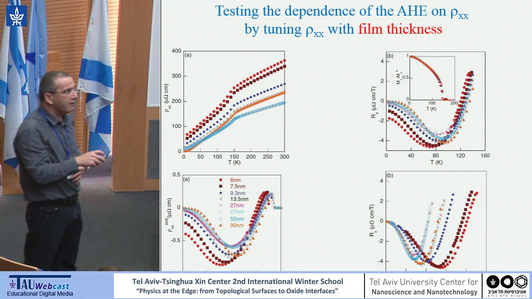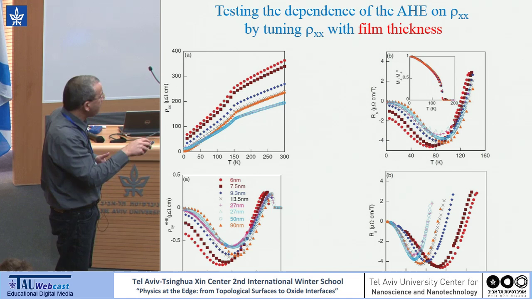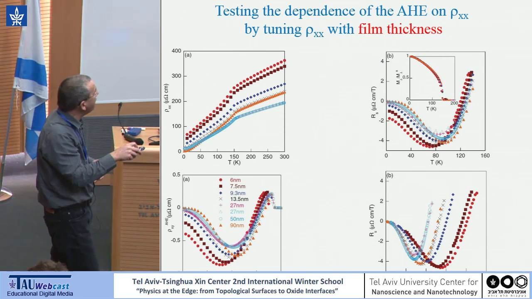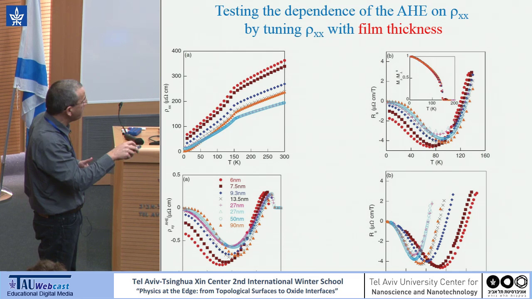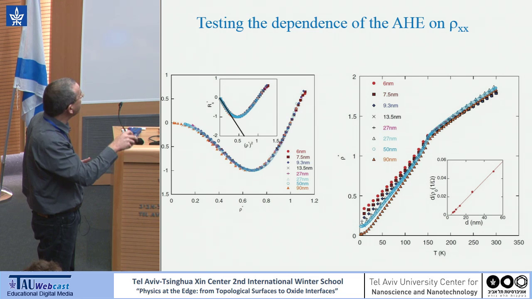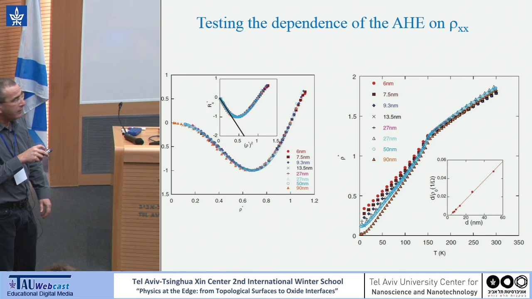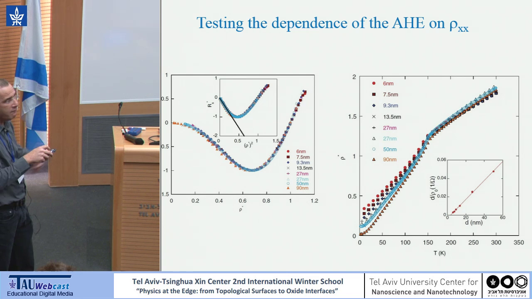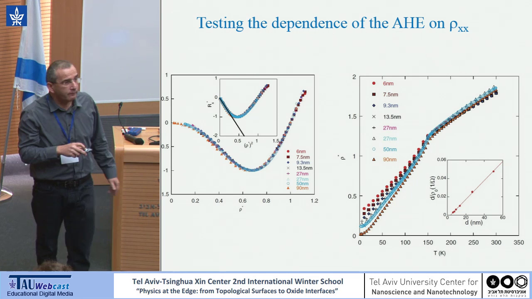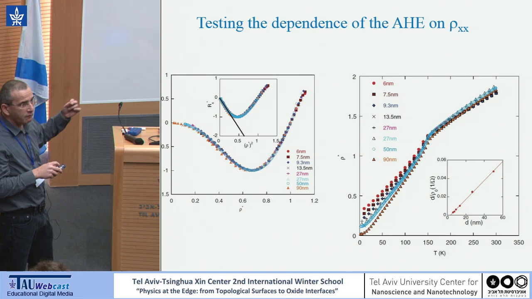But if we take all these curves and normalize the resistivity by the resistivity where ρXY vanishes, and we normalize RS by its maximum value, we see that everything just goes on top of each other. So all these curves scale on top of each other. Now, why would we need to rescale ρXX by some factor? One possibility is that we have a dead layer. When we are looking at a film of 6 nanometers, this is not the actual thickness of the film. The actual thickness of the film is thinner.